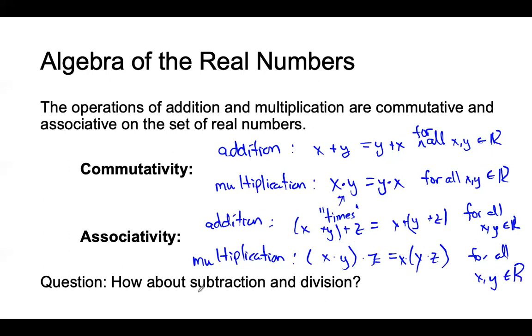What about down here, the little question? What about subtraction and division? Are they commutative and associative? Anyone? Well, would they not be, since X minus Y is not equal to Y minus X? Right, yeah, exactly. And same with division. So usually those properties do not hold. I'll make a little note down here.